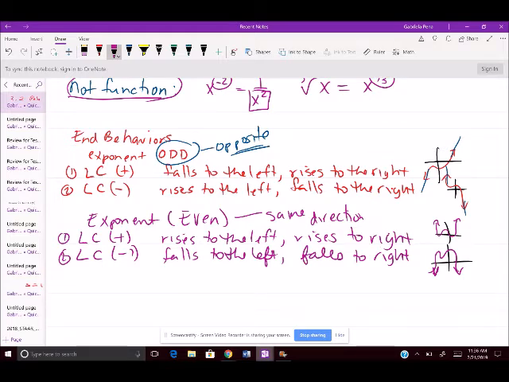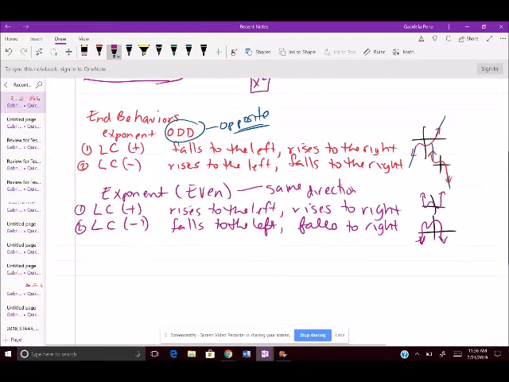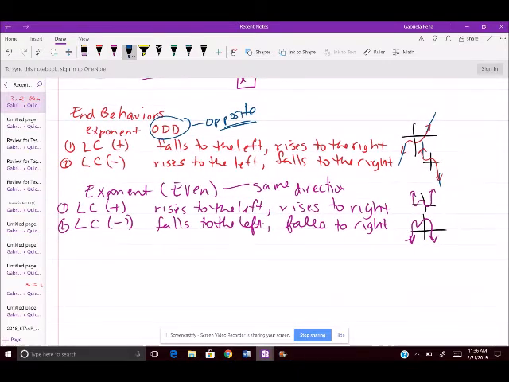So 1 and 2 would come from the first section, 3 and 4 would come from this end behavior thing. So I'm going to give you a simple little equation. Hopefully just one of them should be enough. Let's say we had f of x equals negative 3x squared minus 2x to the 6th plus 4. First thing is, can you tell me the end behaviors?